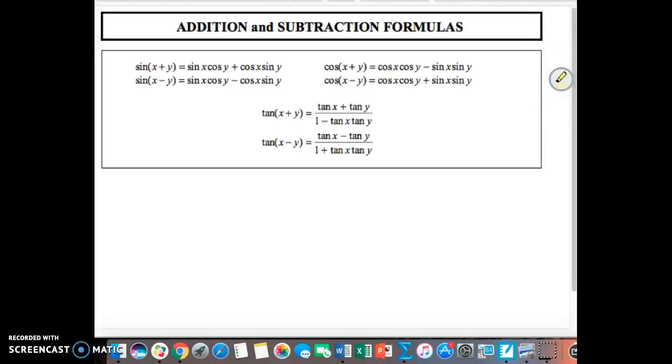This is Miss Steele's Precalculus class, section 7.2. We're going to be talking about addition and subtraction formulas. So the addition and subtraction formulas you need to know are listed here.